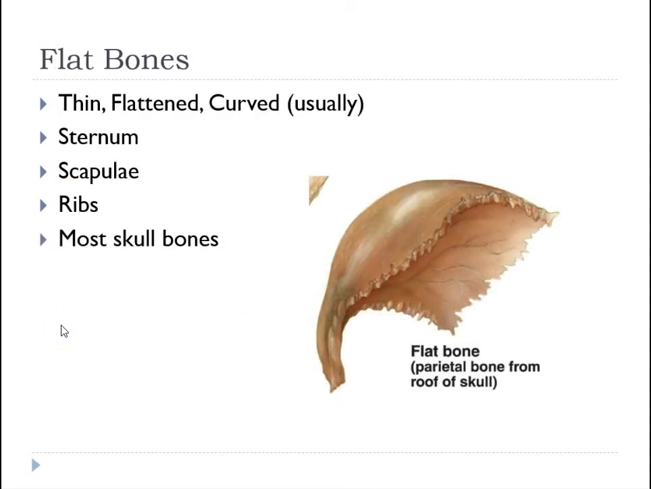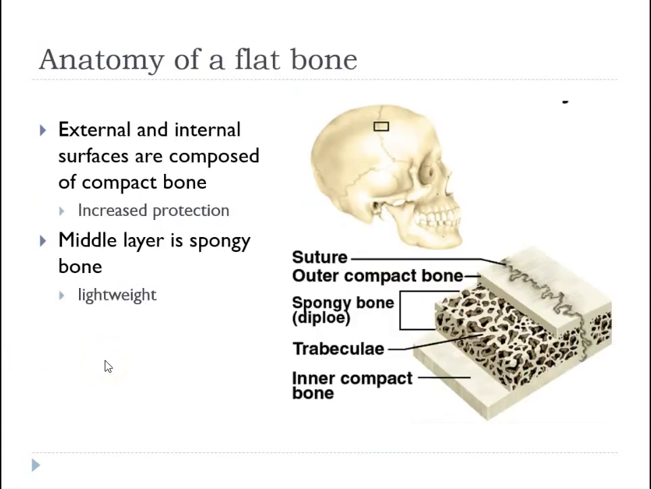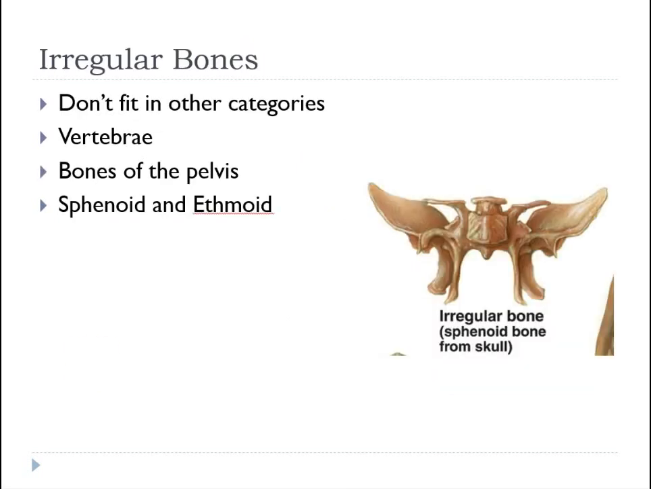Flat bones are going to be thin, and they can be curvy. These are going to be most of the skull bones. Ribs, we actually call them flat bones as well. Scapula, sternum, they're going to be thin, flattened, sometimes curvy, like I said. The anatomy of a flat bone is that they have external and internal surfaces that are composed of compact bone, that thick layer. The middle layer is going to be spongy, and it's designed again for lightweight, but it's going to be much smaller than we would have in a long bone.